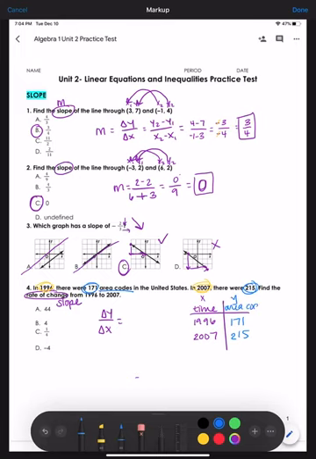So I just find change in y over change in x. So I'm going to subtract these here. 215 minus 171 on top, divided by, I have 2007 minus 1996 on bottom. So let's see what we get here. 215 minus 171.